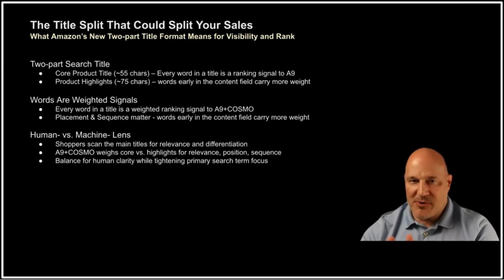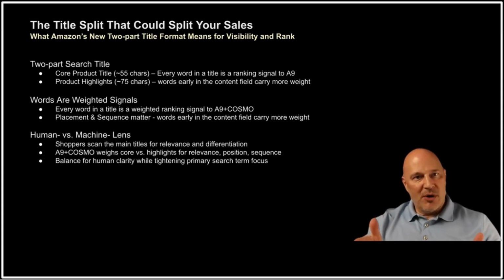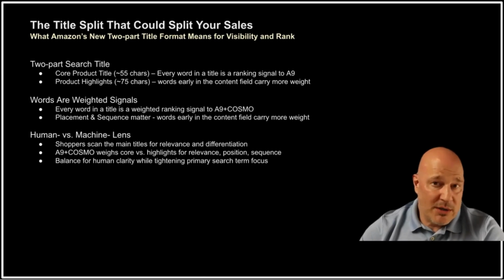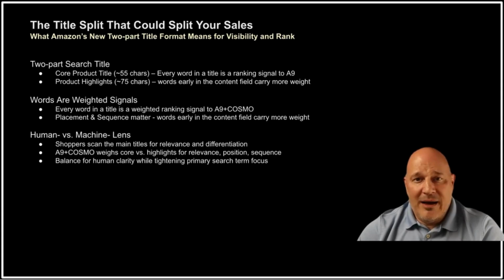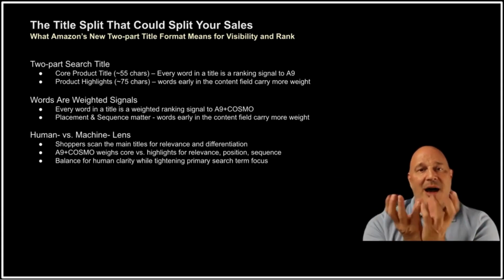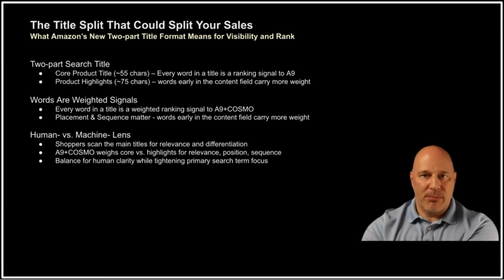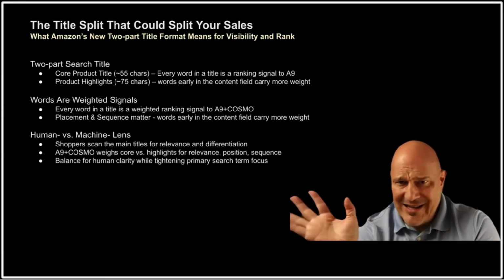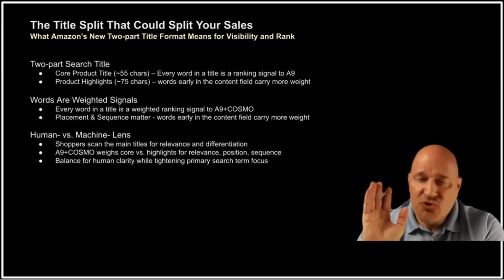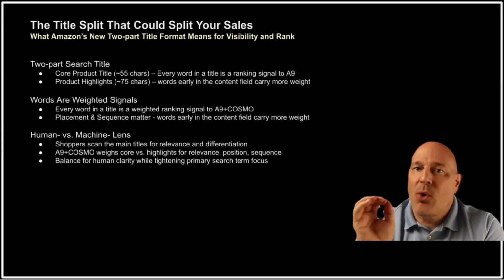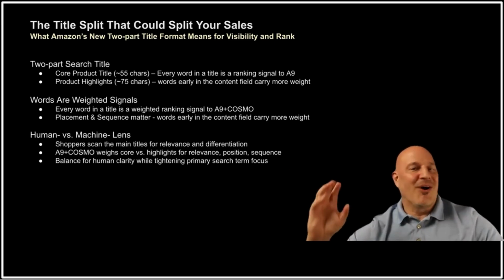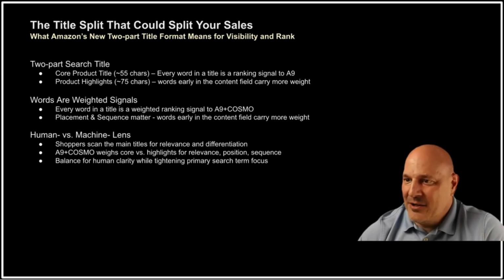General practice, best practice is the narrower you focus in on your target audience through your content, the more likely that A9 and Cosmo are going to find that a relevance match and therefore show your product higher up in search results. There's over 100 different signals that you can send to A9, but the title, no question, is one of the most important content fields. And now Amazon wants you to consider two parts to that content field of the title. So you want to find that balance.